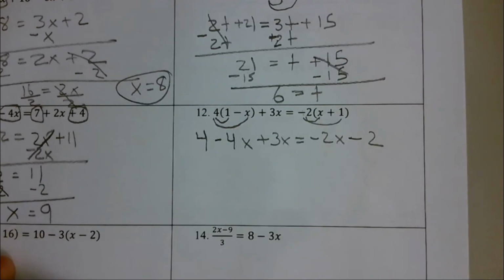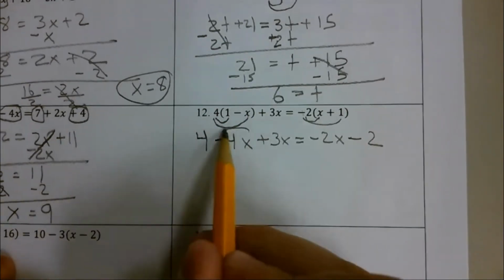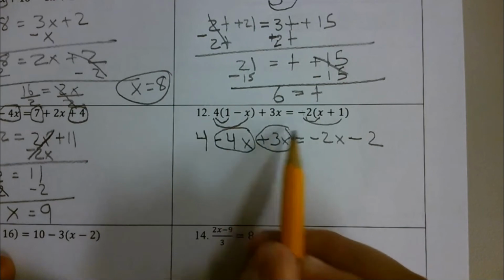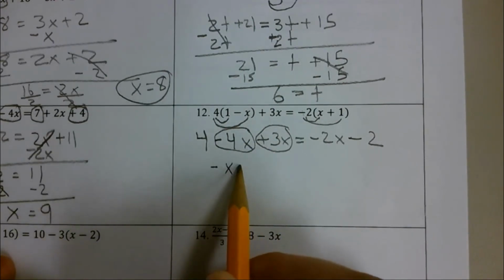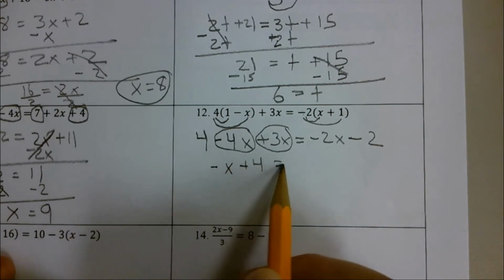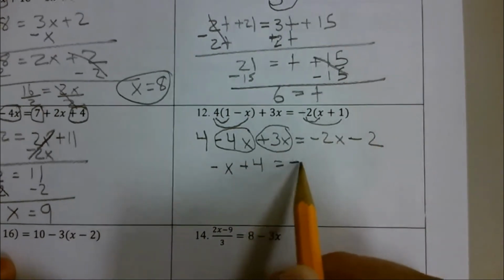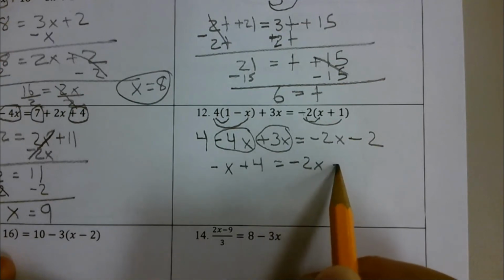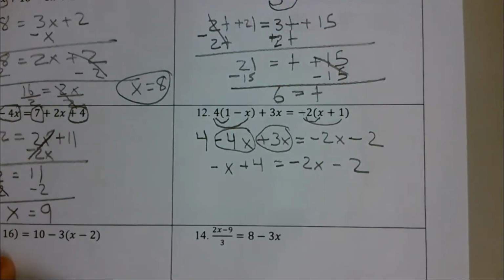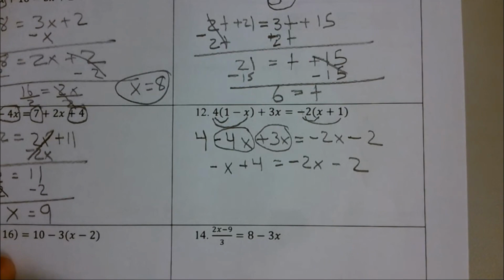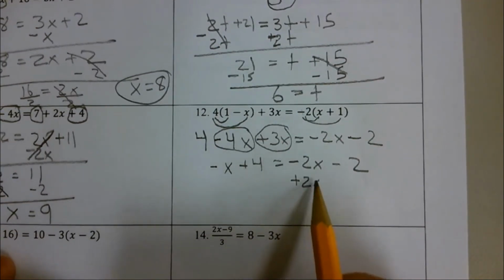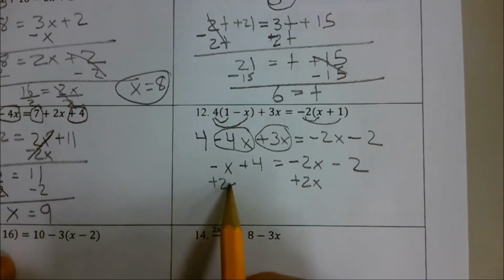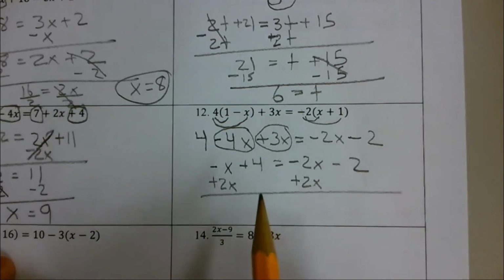So now we distributed, we're going to combine like terms. I have a negative 4x on this side and a positive 3x. When I combine those, I get negative x, and then I have that positive 4 equals, and then there's nothing to combine over here, so I'm just going to have negative 2x minus 2. Again, I want my x's to try to always be positive, so I'm going to add 2x to both sides. So that way my result will be a positive x.